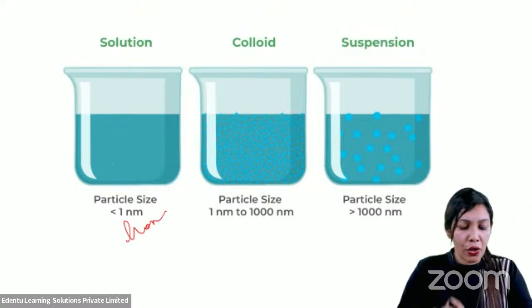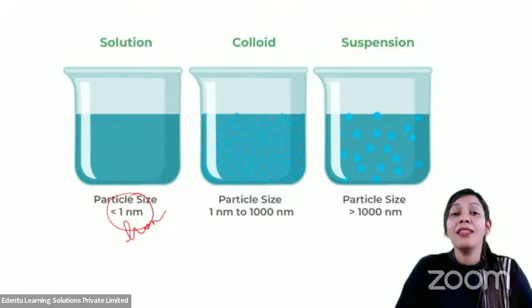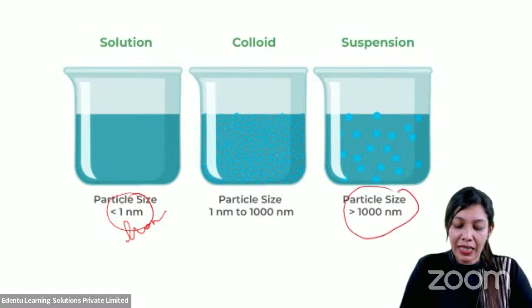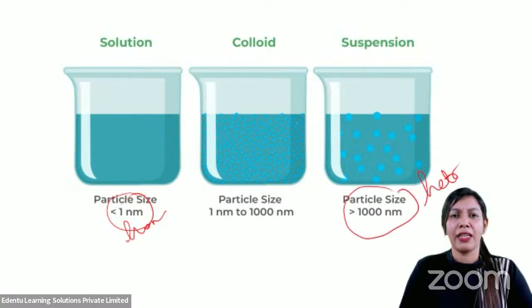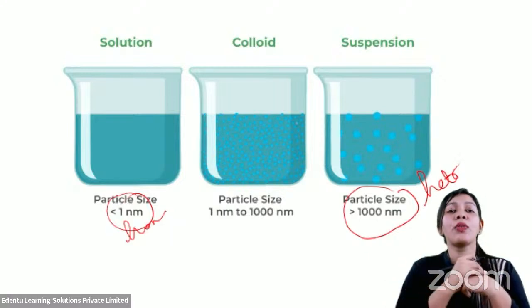Nothing is there. I'm so sorry. Nothing is there. A solution is a homogeneous mixture whose particle size is very much less than 1 nanometer. Understood? What is a suspension? It is heterogeneous, like a solution with a solid substance suspended whose size is more than 1000 nm.